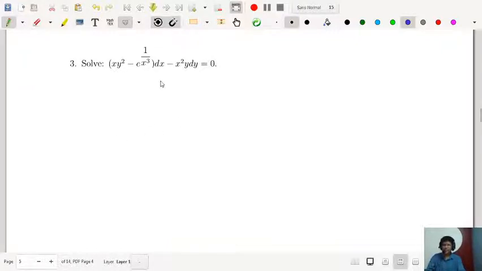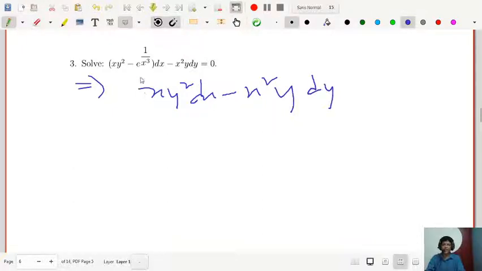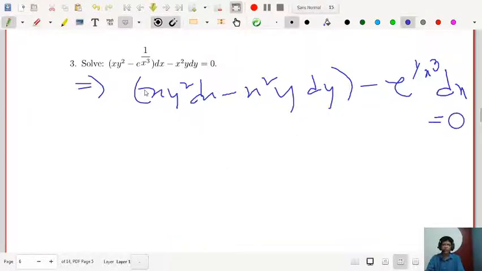So in this case, let us open the bracket, because you have a x cube e to the power 1 by x cube, that is the very complicated term, so that should not be in the pair, that is a separate term. So let's it be separated like this, okay, because it's all in dx, there is no y. So from this question you can identify that x y square dx minus x square y dy, that they can pair up, and you can get the differential from this.